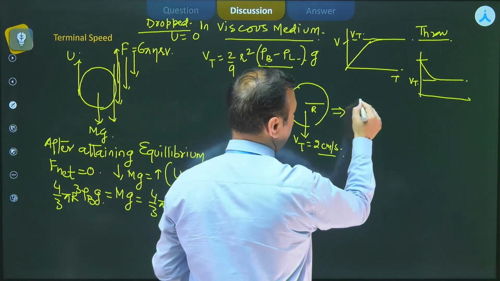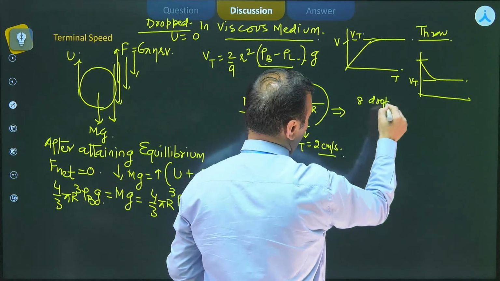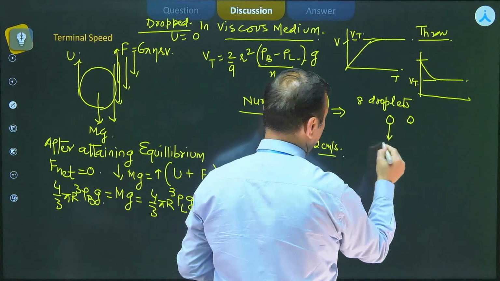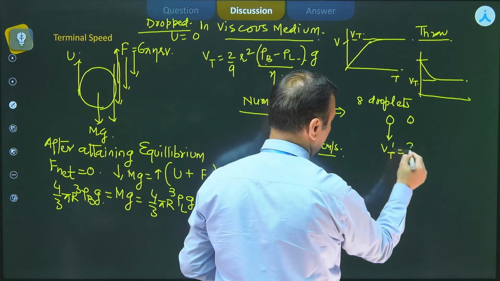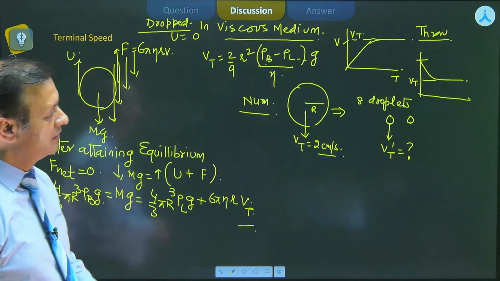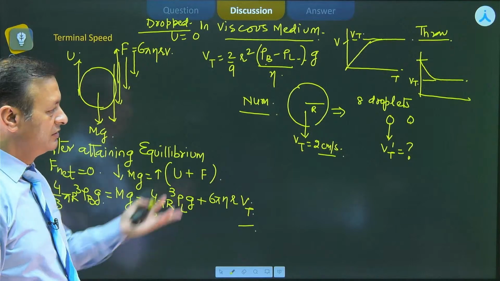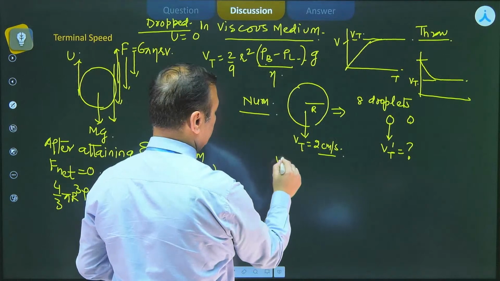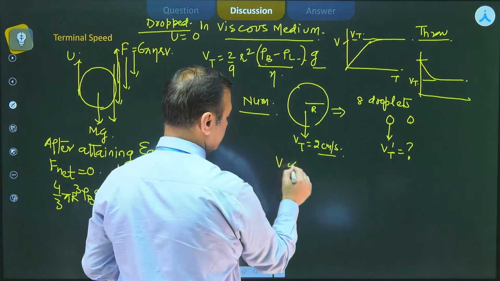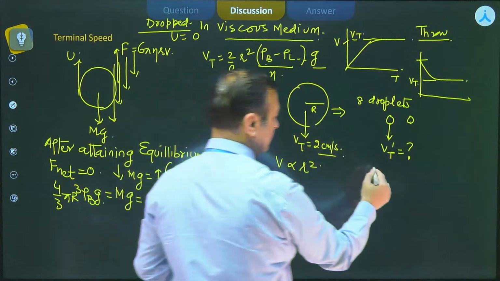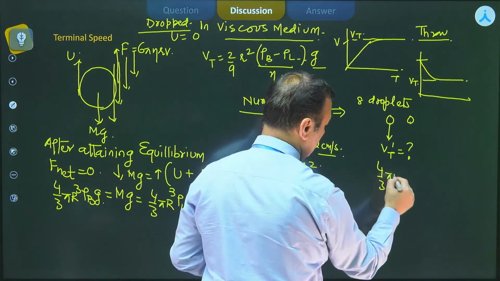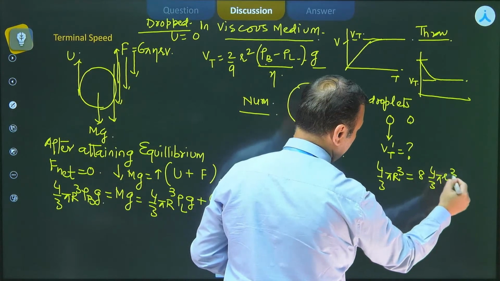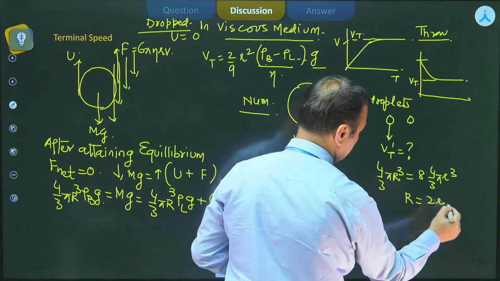This drop splits into 8 droplets. So what is the terminal speed for this droplet, keeping all the parameters the same? So this is a liquid drop, terminal speed. Keeping all the parameters constant, we can say using the above expression, terminal speed is directly proportional to the square of size. This is a bigger drop, 4/3 pi R cube. It splits into 8 small droplets. So capital R is 2 times r.